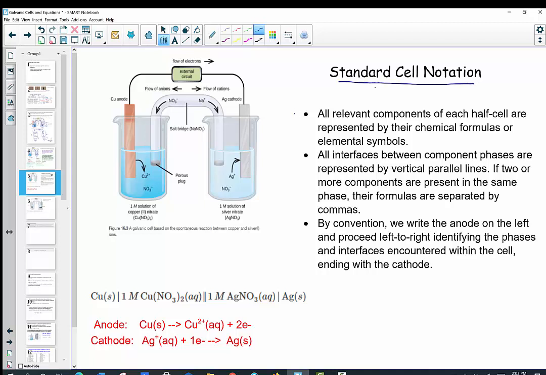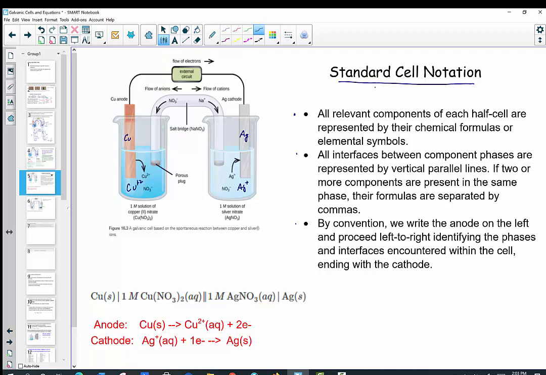So here's three components of what standard cell notation is telling you. It says all relevant components of each half cell are represented by their chemical formulas, if they're compounds, or elemental symbols if they're elements. So in this particular side, this would be elemental copper. In this particular side, this is elemental silver. In solution, we have a copper +2 ion. In solution here, we have an aqueous ion of silver.